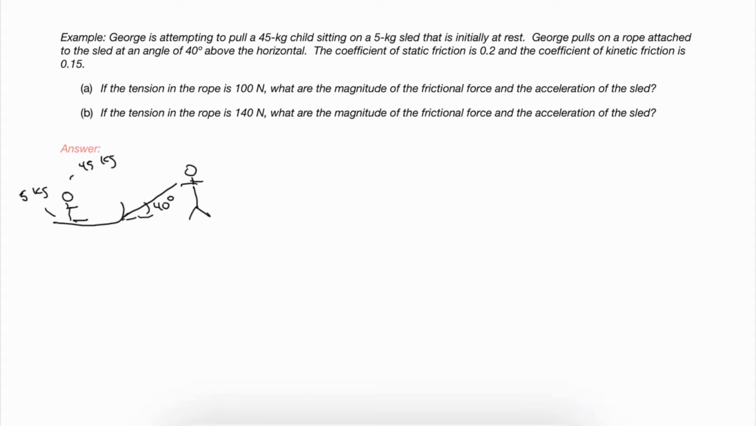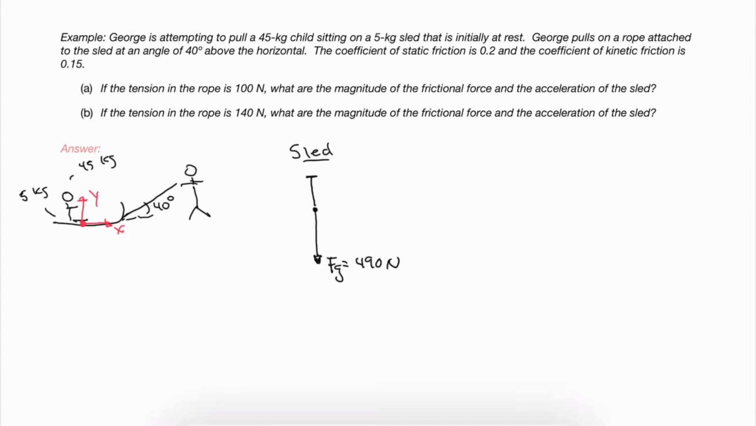I now choose my origin and positive direction. I'll put the origin where the sled is originally located, and my positive x is to the right, and my positive y is upwards. I'll now draw a free body diagram for the sled. In this case, gravity acts downwards, and it has a force of 490 newtons because the total mass of the object is 50 kilograms, the 5 kilograms of the sled plus the 45 kilogram child.